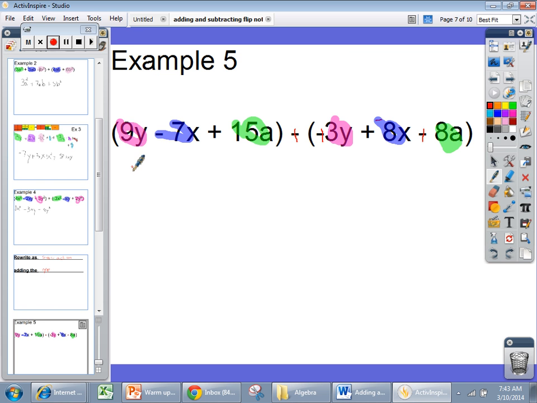Alright, so 9y plus 3y is... your negative 7x plus your negative 8x gives you 7 plus 8, negative 15. Good. And then we have a positive 15a and a positive 8a. We get, yep, 23. Good job.